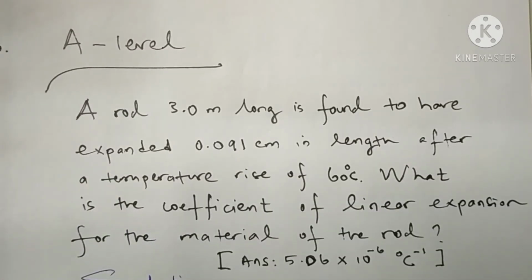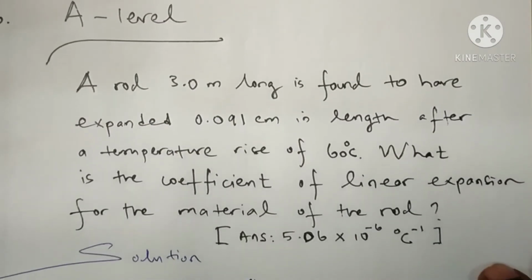Let us try to attempt this A-level question. A rod 3.0 meter long is found to have expanded 0.091 cm in length after a temperature rise of 60 degrees Celsius. What is the coefficient of linear expansion for the material of the rod? The final answer is 5.06 times 10 to the power of negative 6 per degree Celsius.